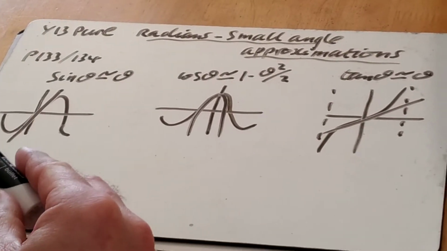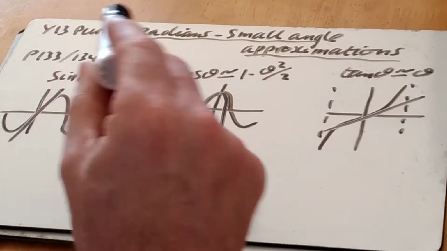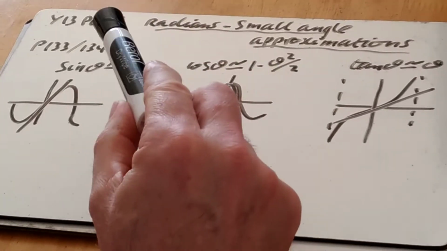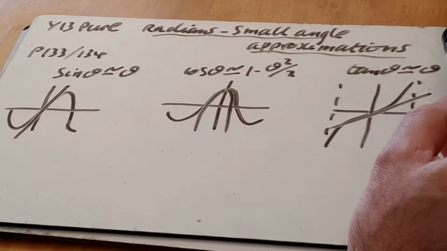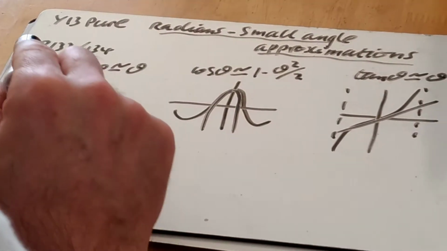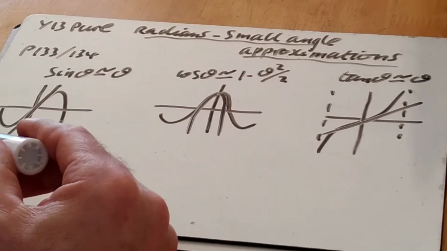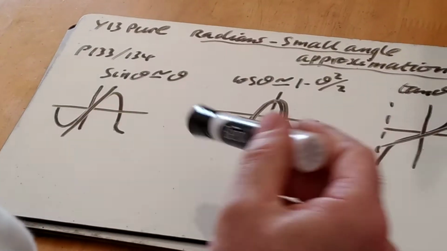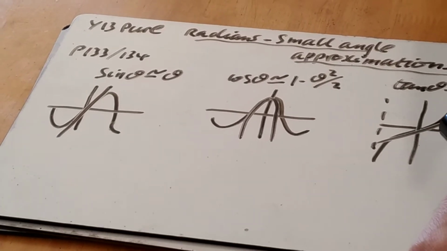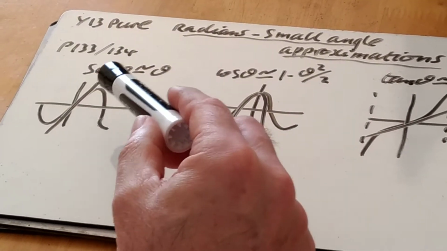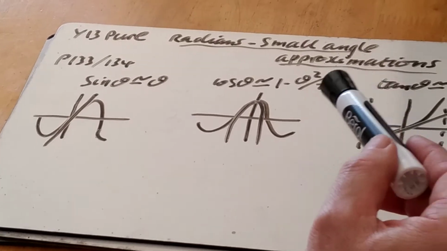Okay, looking at one of the uses of radians in our Year 13 Pure course is something called small angle approximations. I've taken this straight from the textbook, pages 133 and 134. And the book's got a couple of better sketches than I've got here. But these give an idea about the three small angle approximations.